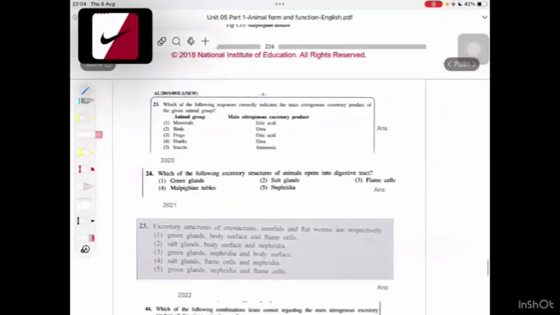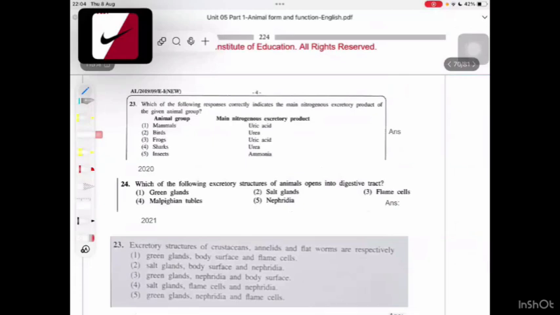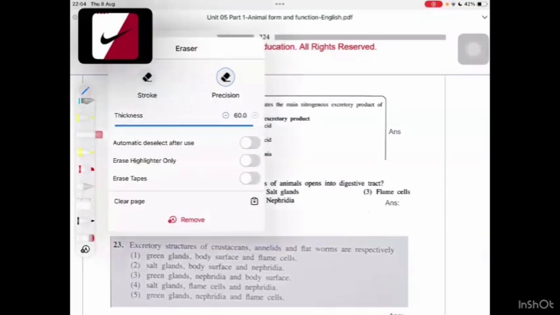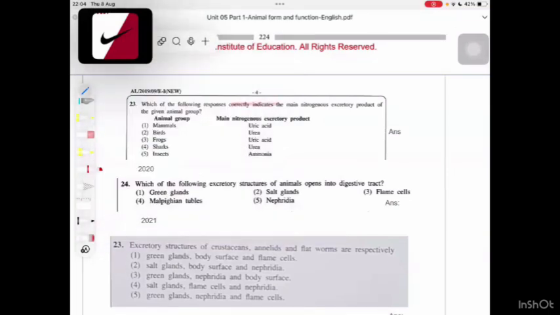This is the 2019 question. Which of the following responses correctly indicates the main nitrogenous excretory product of the given animal group? When you're reading a question, always underline whether they are asking for the correct one or the incorrect one. They're asking for the correct one, right? Correctly indicates the main nitrogenous excretory product. Mammals. Mammals means us, right? Mammals excrete urea, not uric acid. Therefore, this is wrong. Then birds. Birds, what do birds excrete? They excrete uric acid. So therefore, this is wrong.